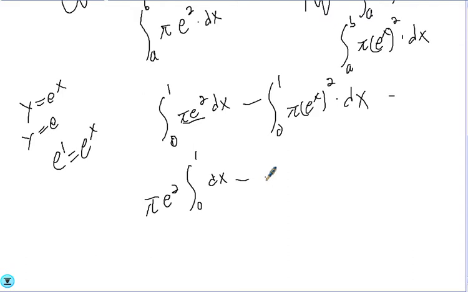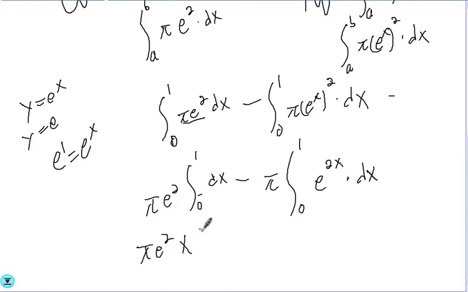But now we have e to the, do you know what to do with the power to a power? You multiply the two powers. So that's e to the 2x times dx. There is one simplification step that I can do. Oh wait, no I can't. Well, I suppose I could, but it doesn't help. So this integral is fairly easy to do. That's just going to be pi e squared x evaluated from 0 to 1.